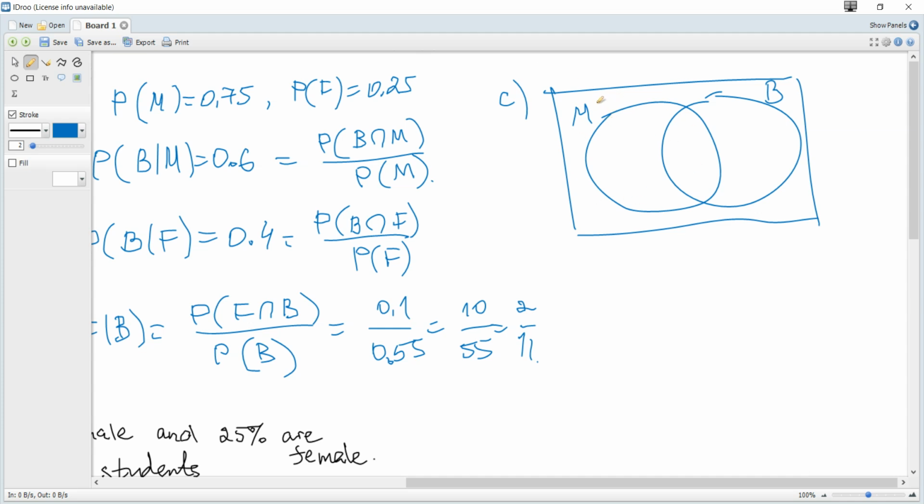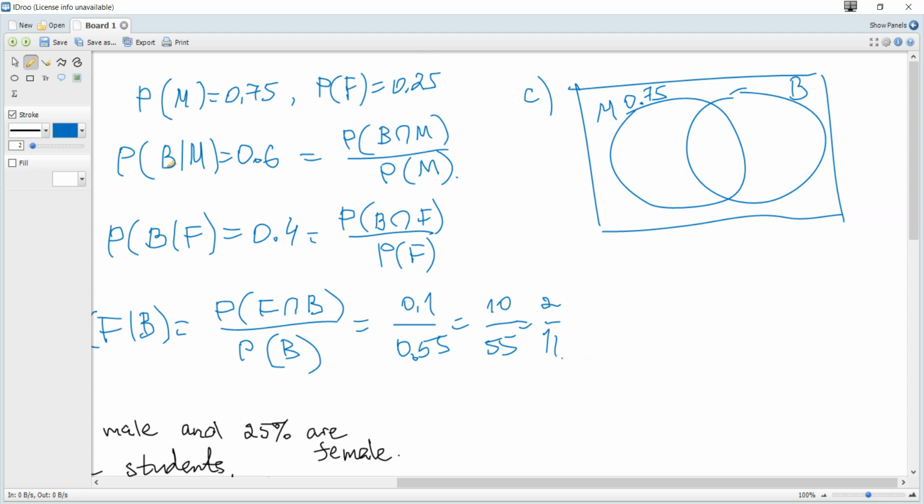total male, it's the total circle, so 0.75 is here. Probability female, female is the total outside M. It's actually probability of not M. It's this plus this. In general, it can be solved without a Venn diagram, just directly using formulas only, but it will be easier using a Venn diagram.